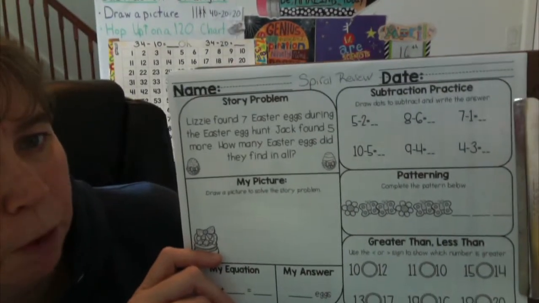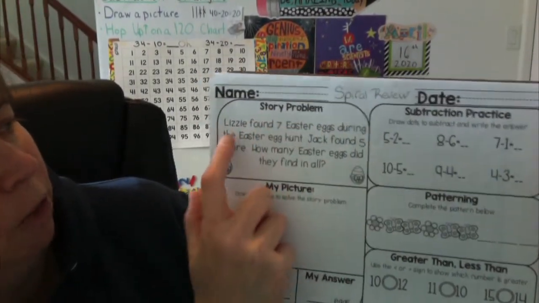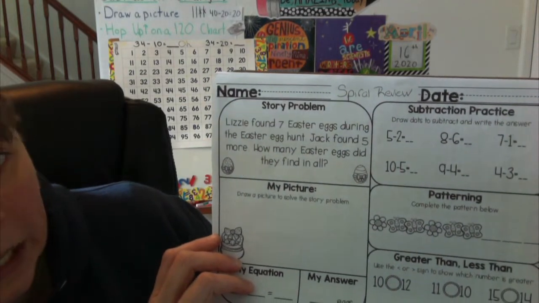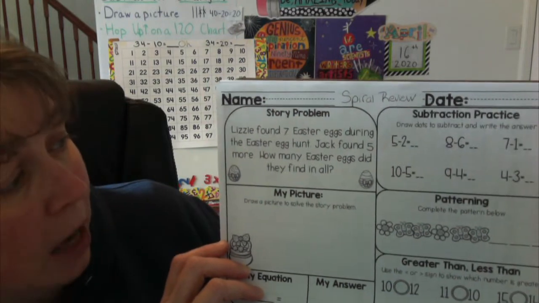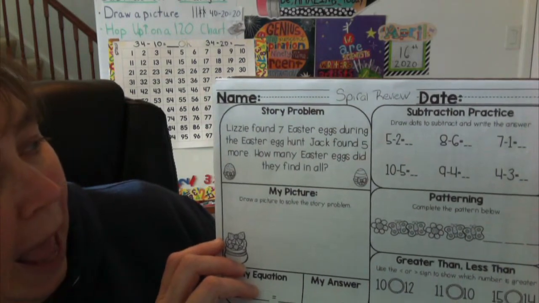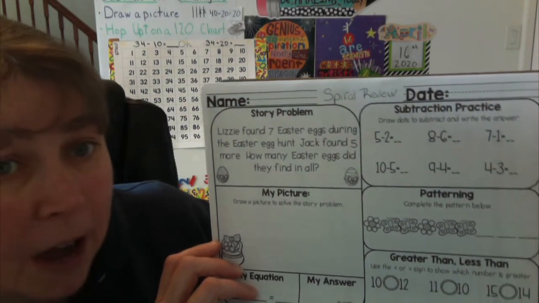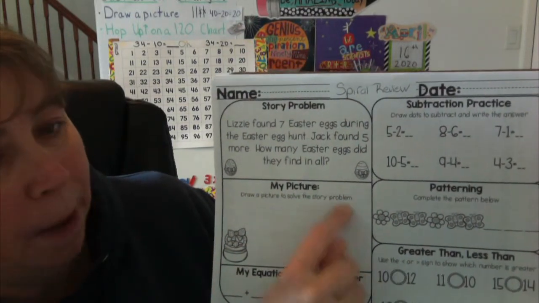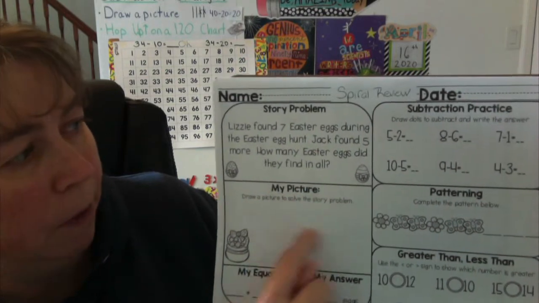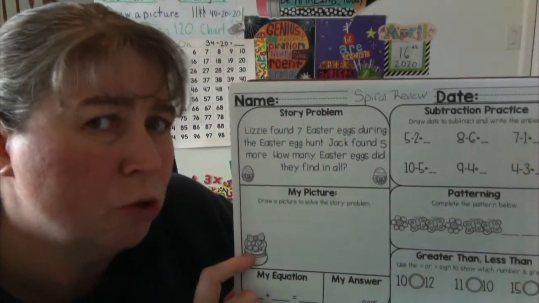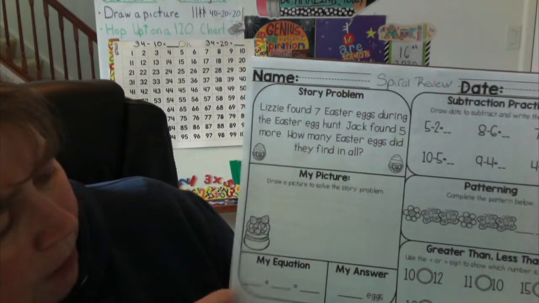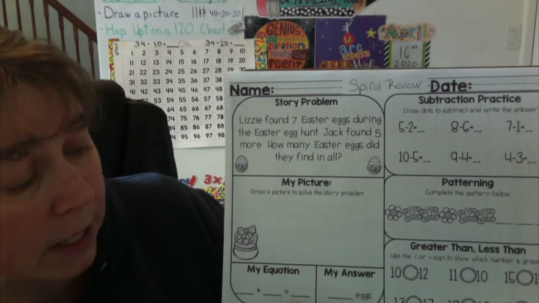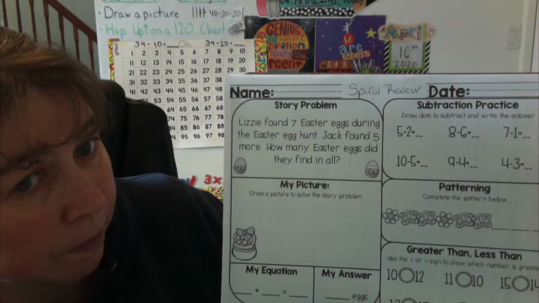So the first problem on this page says story problem. Lizzie found 7 Easter eggs during the Easter egg hunt. Jack found 5 more. How many Easter eggs did they find in all? And it asks you underneath to draw a picture for that problem. How many eggs would you draw for that problem? Down here is where it says my equation. That's where you write your number sentence and then your answer.